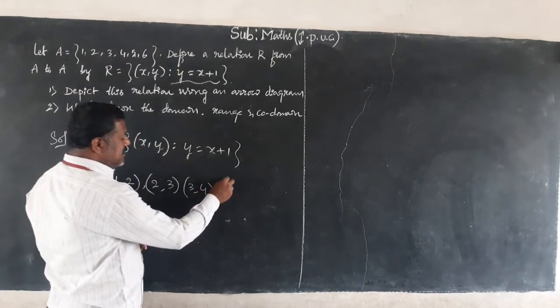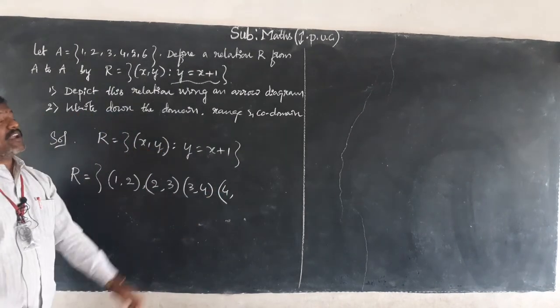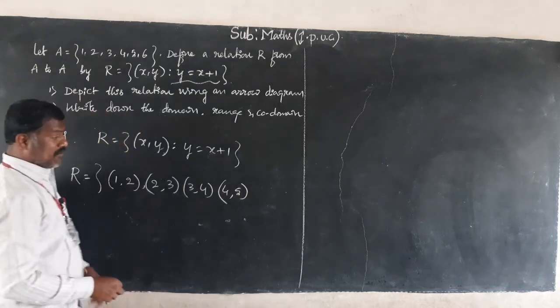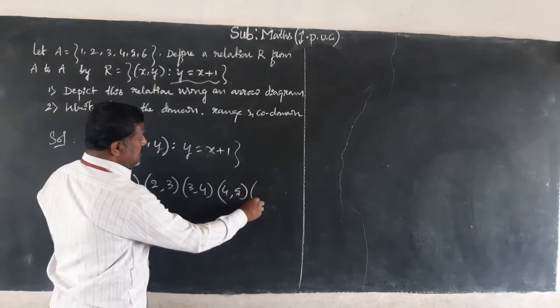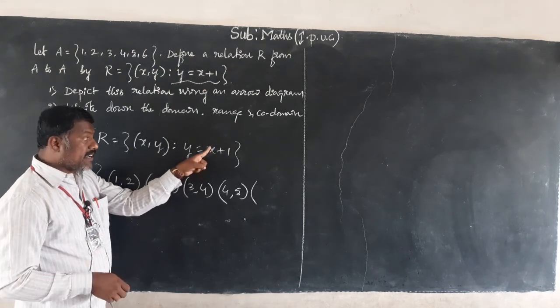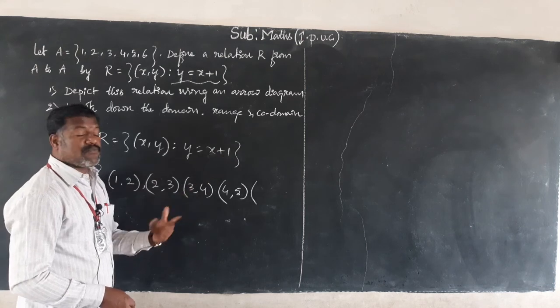Again, if I insert in place of x, that is 4. What will be the y value? 5. Understand children? So immediately if I insert in place of x, that is 5. If we take 5 in place of x, what is the y value? 5 plus 1, 6.